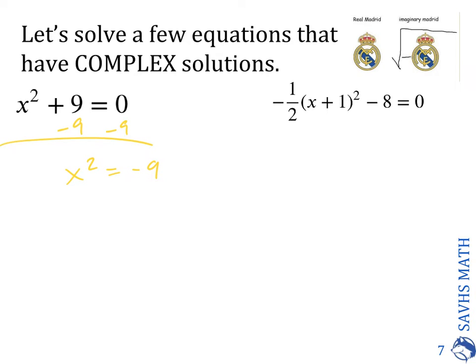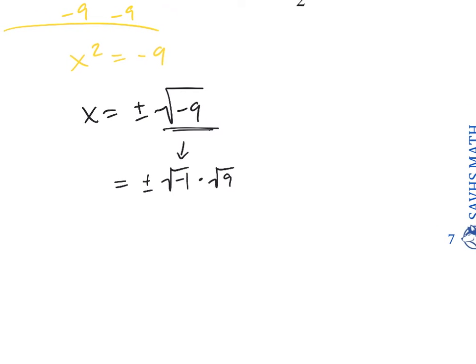And so now let's rewrite. We have x equals plus or minus the square root of negative 9. This is sort of just what we have been doing. But here's the thing. Now I know that the square root of negative 9 is the same as the square root of negative 1 times the square root of 9. Okay, and so now what do I have? Well, I have i, because the square root of negative 1 is i, times, and then the square root of 9 is 3.